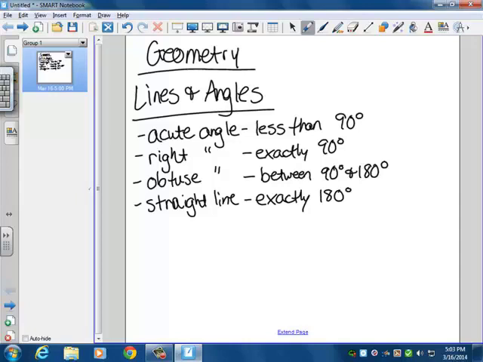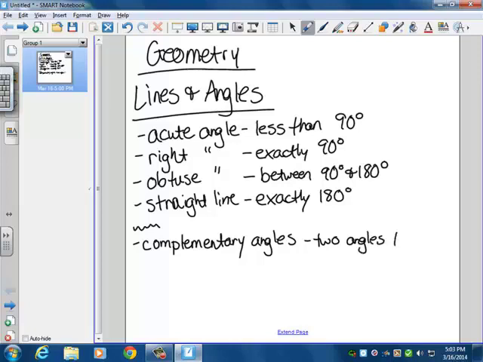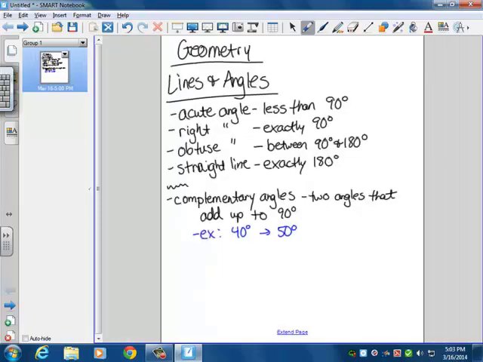Another thing that goes with angles, those four went together. Now these two are going to kind of go together. Complementary. Complementary angles are two angles that add up to 90 degrees. So for example, if you had an angle that was 40 degrees, the complementary angle would be 50 degrees, because those two would add up to 90.